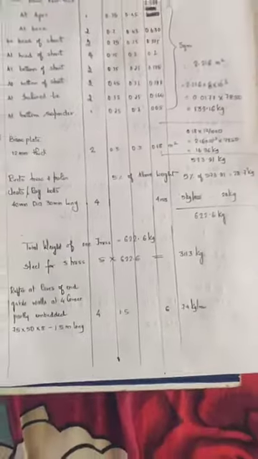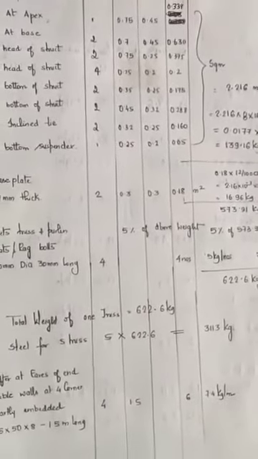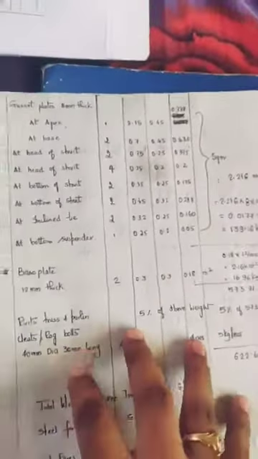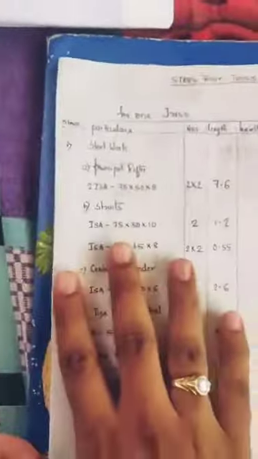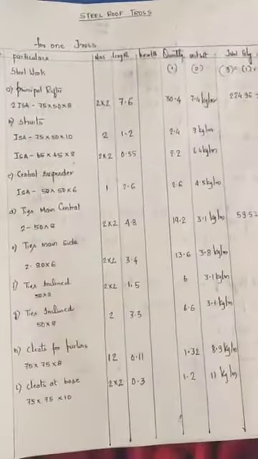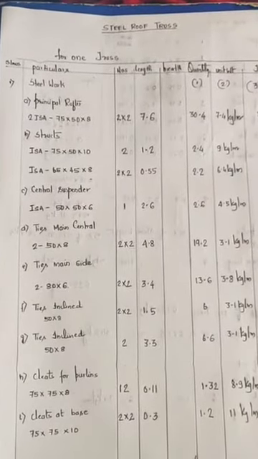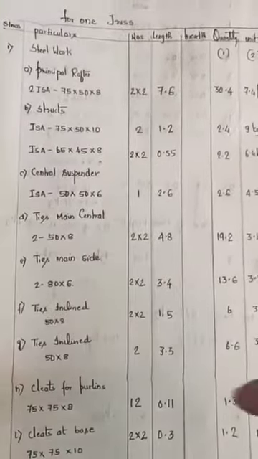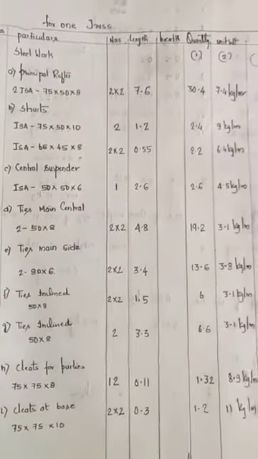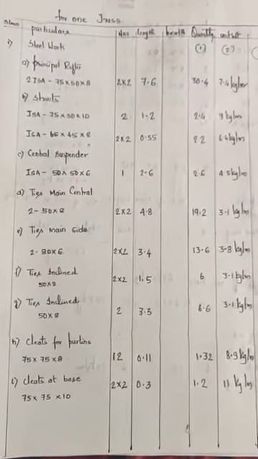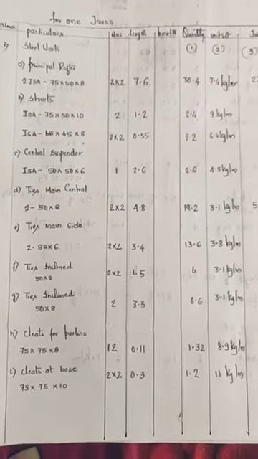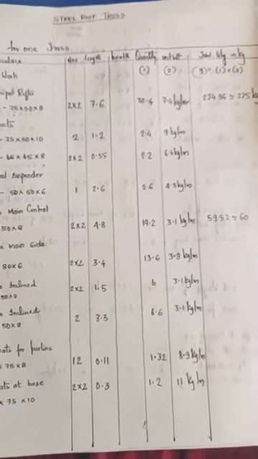Today we'll continue with the next part of the steel quantity calculation of steel roof truss. So far, let's have a recap of what we discussed in the previous class. First, the steel work that was carried out: principal rafter, struts, central suspender, tie mains sides, ties inclined, cleats for purlins, cleats for base.